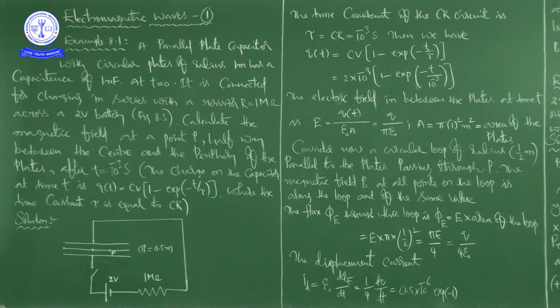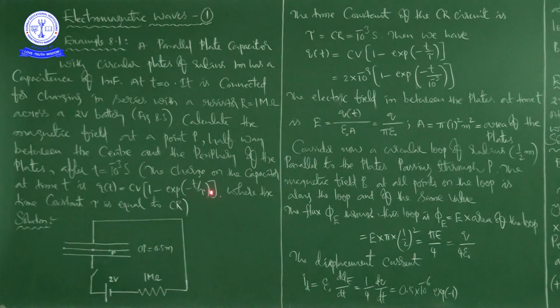After t is equal to 10 to the power of minus 3 seconds. The charge on the capacitor at time t is q of t is equal to Cv into 1 minus exponential minus small t by tau. This is what they have given in the bracket.